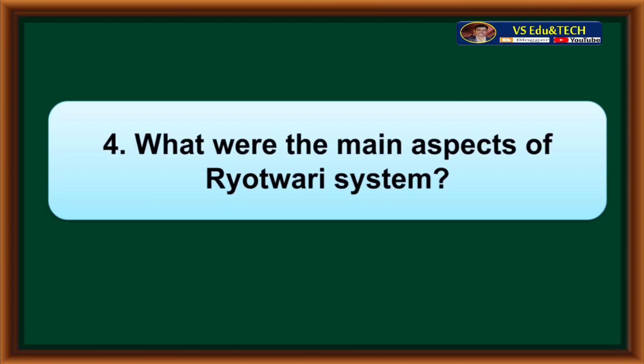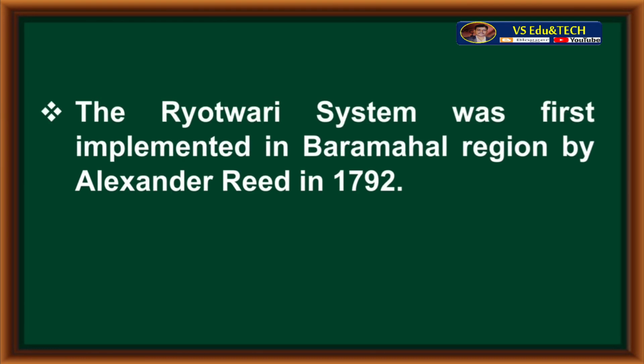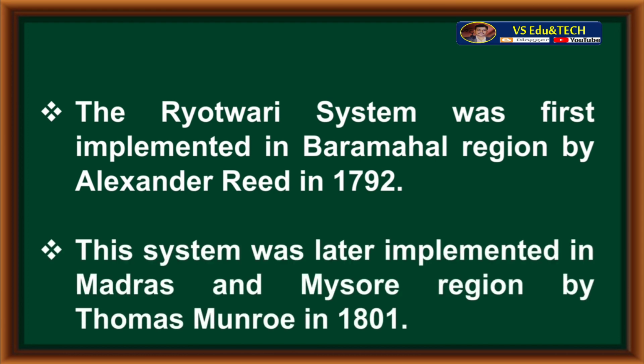What were the main aspects of the Rayatwari system? The Rayatwari system was first implemented in Baramahal region by Alexander Reed in 1792. This system was later implemented in Madras and Mysore region by Thomas Munro in 1801.